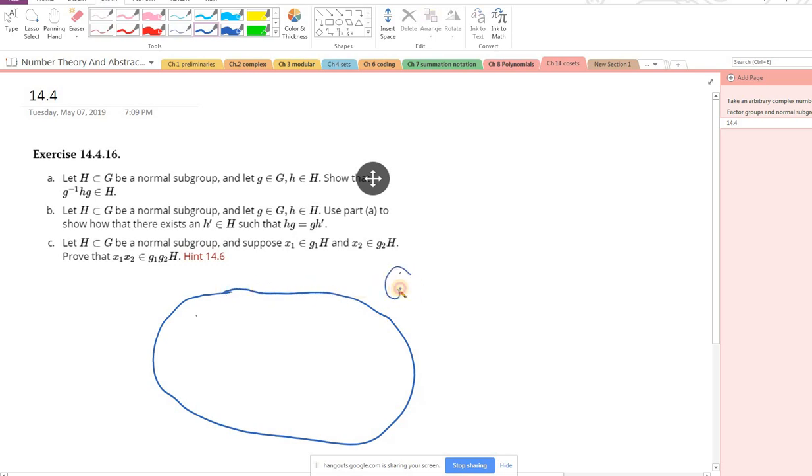And G divides up into cosets. I made them slices this time. I'm not going to do the raisins. All right, so X1 is in G1H and X2 is in G2H. Now, it doesn't say necessarily they're in different cosets, so they could be in the same or in different. But anyway, this one is G1H. And then this one is G2H. Okay. Then X1 is here. And X2 is here.